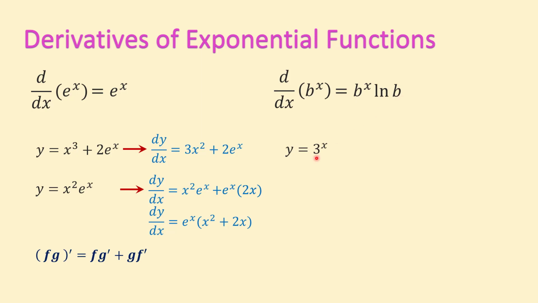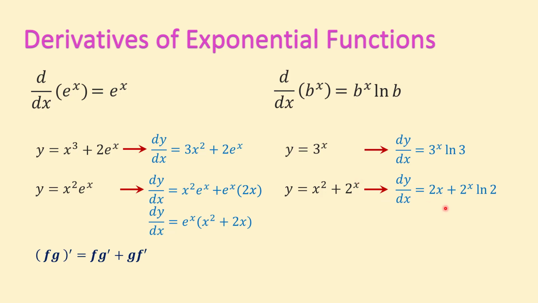For example, derivative of 3 to the x is 3 to the x ln of 3. Another example, derivative of x squared plus 2 to the x. Derivative of x squared with the power rule is 2x, and derivative of 2 to the x is 2 to the x ln of 2.